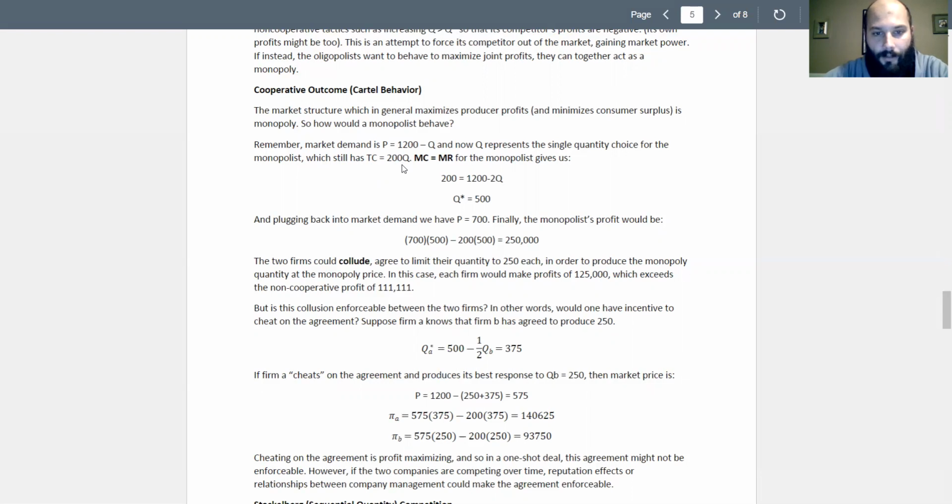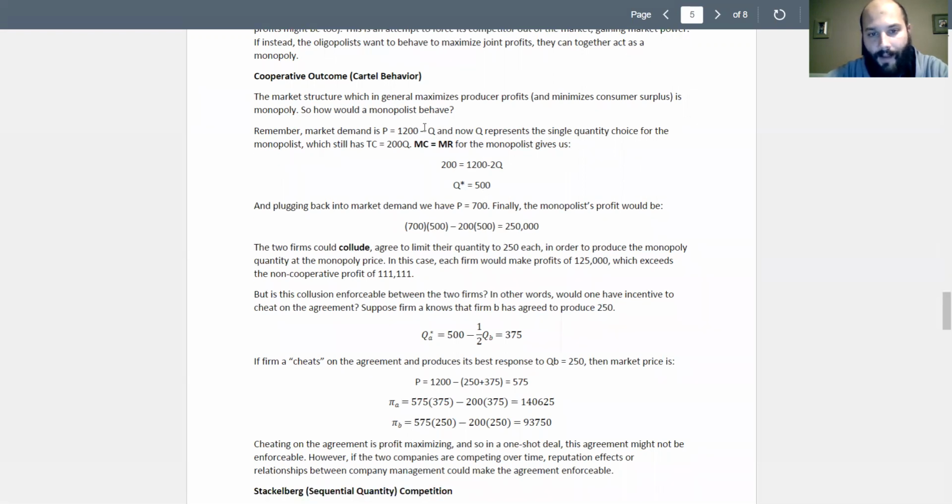And we know that the monopolist will choose the quantity where MC equals MR. So what's MC here? Derivative of total cost with respect to Q, or 200. And then we know that marginal revenue for the monopolist is the same thing as market demand, except with twice the slope. So 1200 minus 2Q. And of course, you could find total revenue by multiplying this here by Q and taking the derivative, you'd get the same thing. All right, so we're just rearranging here. We get 2Q equals 1000 or Q star equals 500.